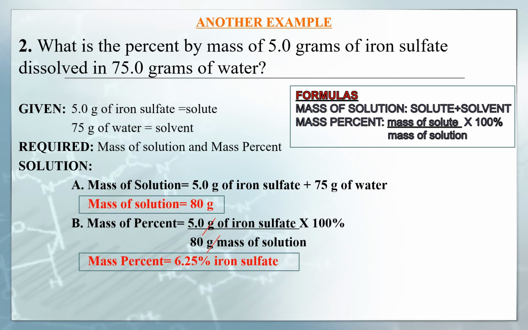Since we have the value of mass of solution, we can proceed to find the value of mass percent. Remember that mass percent is equal to mass of solute divided by mass of solution times 100%. So the value of mass of solute is 5.0 grams of iron sulfate, and the value of mass of solution is 80 grams, times 100%. So 5.0 divided by 80 times 100%, we have 6.25% iron sulfate, which is our mass percent. Cancel the unit of measure, which is grams.